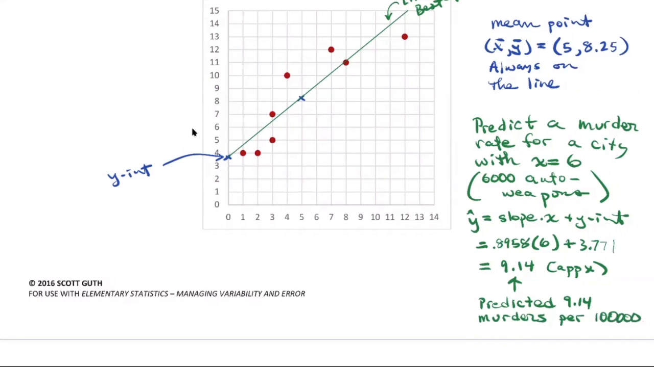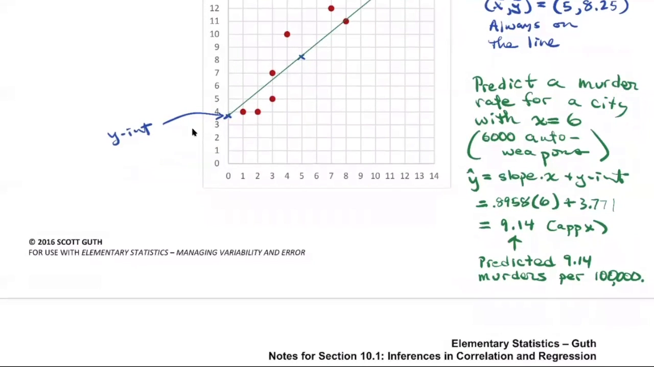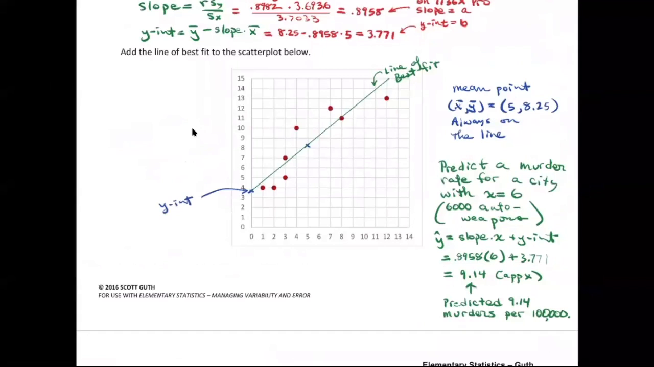Is that absolute? No, absolutely not. Is it going to be a pretty good prediction? Yeah, it's going to be pretty good because the relationship is strong between these two variables. Will it be exactly right? No, absolutely not. So there will be some margin for error in a prediction like this. And there are formulas for the margin of error for this, but it's more complicated than we're going to do.